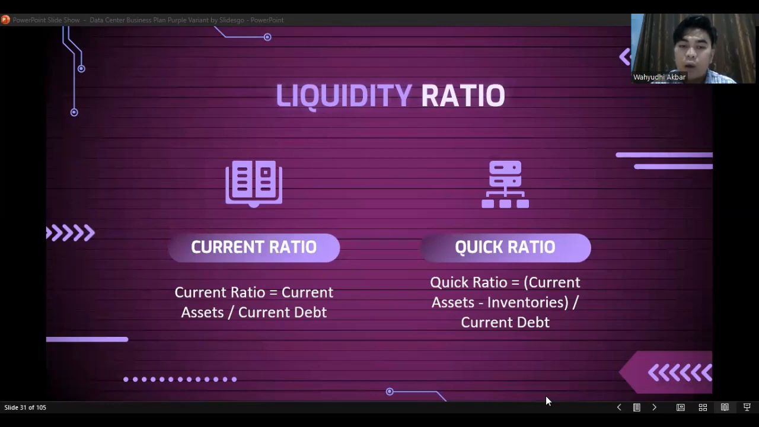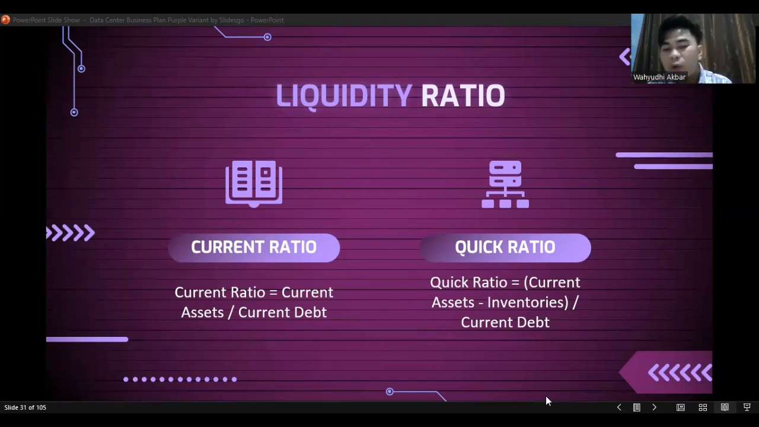The first one, we have the current ratio. This ratio measures the ability of a company to meet its short-term obligations with current assets. The formula is current ratio equals current assets divided by short-term liabilities. In this formula, current assets are assets that can be quickly converted into cash within 1 year or the company's operational cycle, while short-term liabilities are liabilities that must be settled within 1 year or the company's operational cycle.